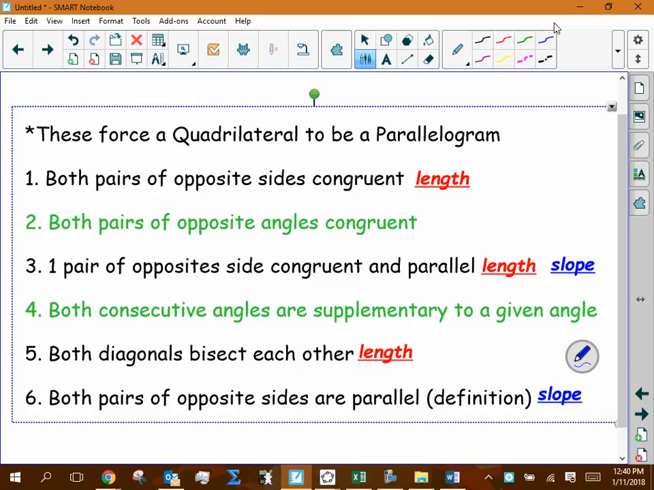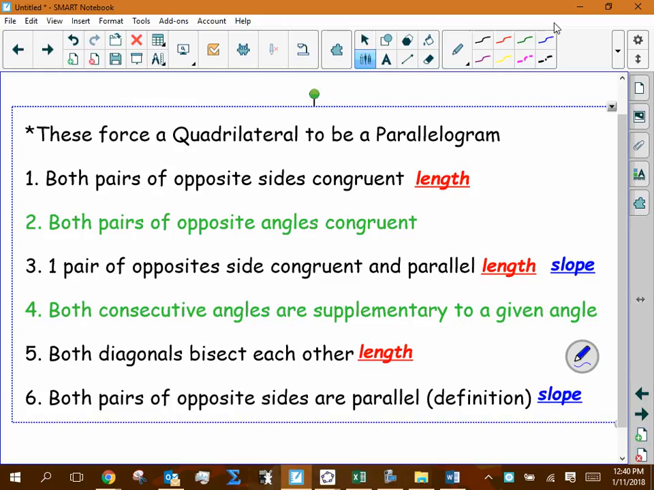That's the reasoning of why we learned these yesterday. It's because the task will be to determine whether the shape is a parallelogram or not. And now you have to come up with numerical data to argue why or why not it's a parallelogram. Now what's nice is you don't have to show all 6 of those.